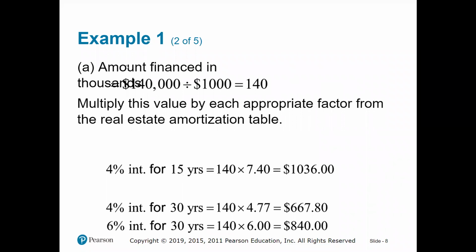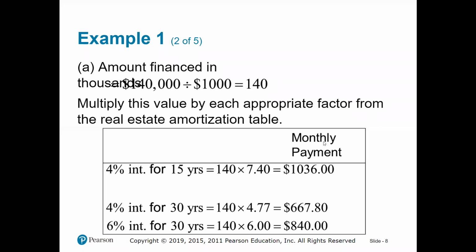Okay, so amount financed in thousands would be 140, because you're going to take 140,000 and divide it by 1,000. So the easiest thing for you guys to do here is you just count 3 zeros and then chop them off. And that's your answer. Multiply this value by each appropriate factor from the real estate table.